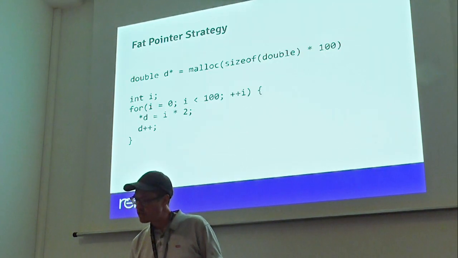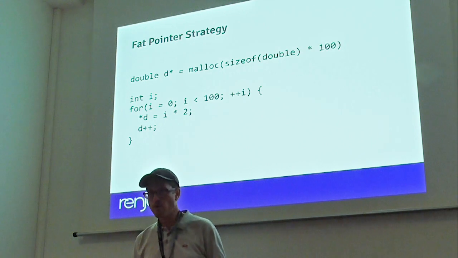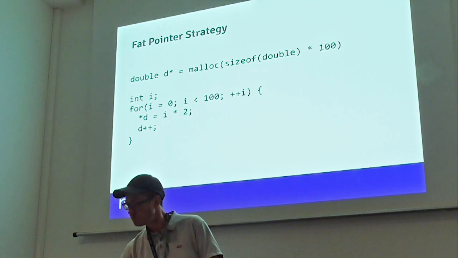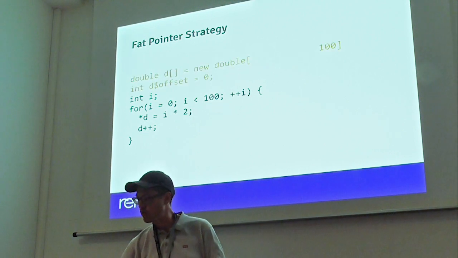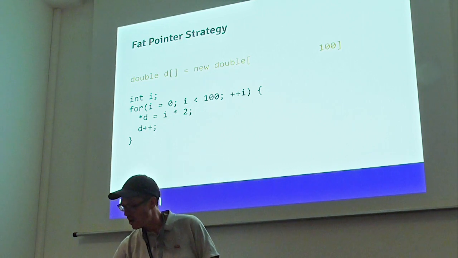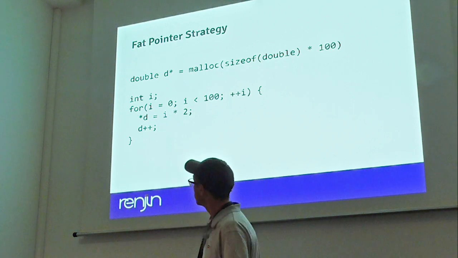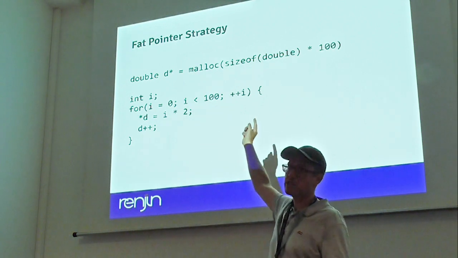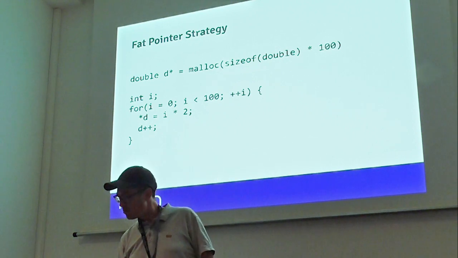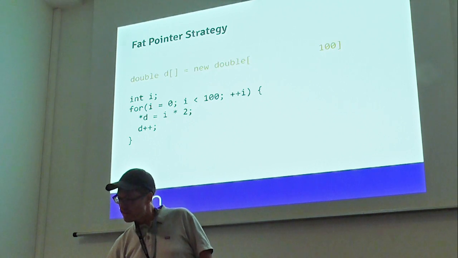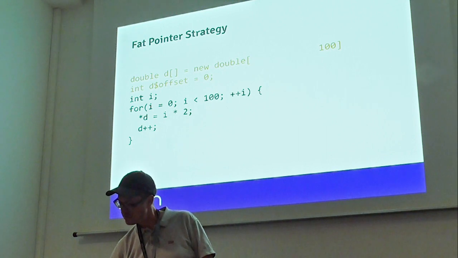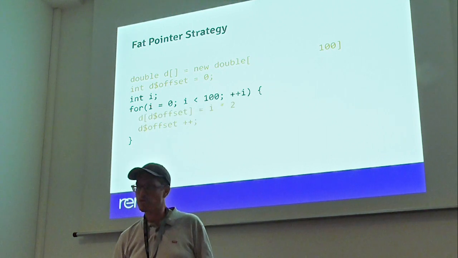So we started looking at different strategies for basically transforming this memory model into a memory model that works in the JVM. The first one is the fat pointer strategy. The idea is that you do some analysis to figure out what kind of memory is being allocated. So in this case, we could tell that the malloc was being assigned directly to a double pointer. So we allocate that as an array of doubles. We add an extra variable to keep track of the offset within that thing so that we can do pointer arithmetic. And we work with arrays.